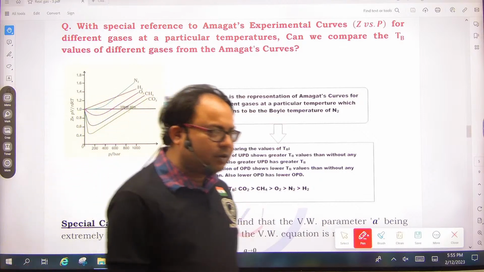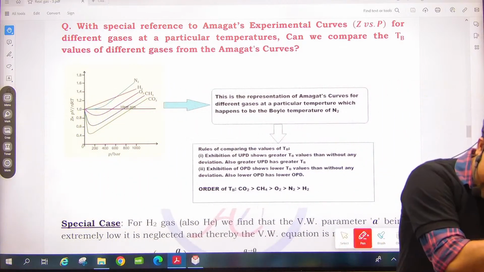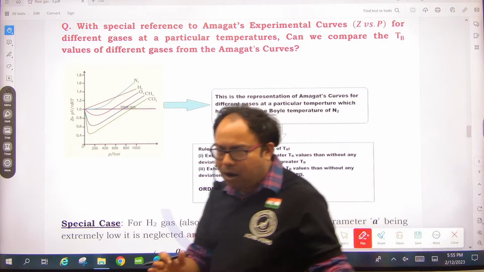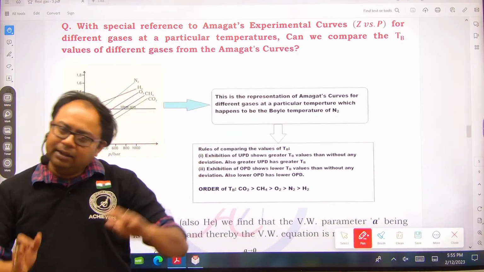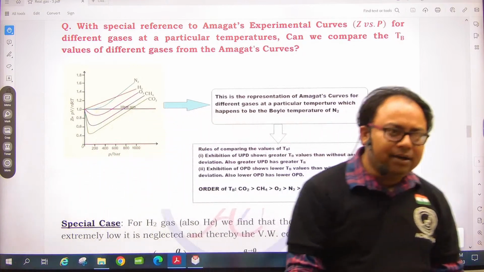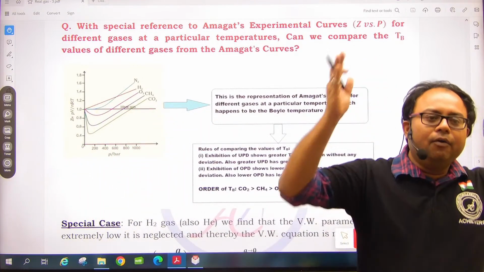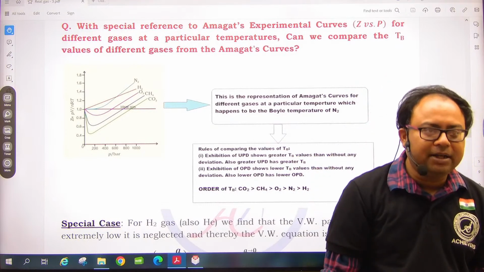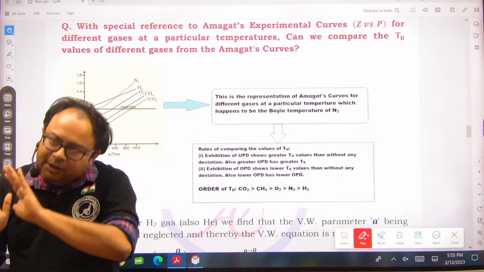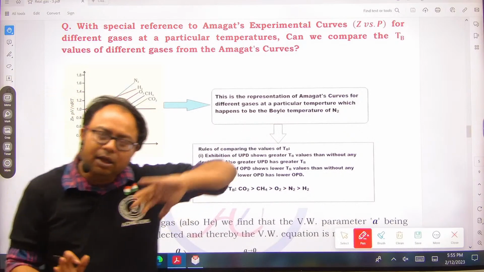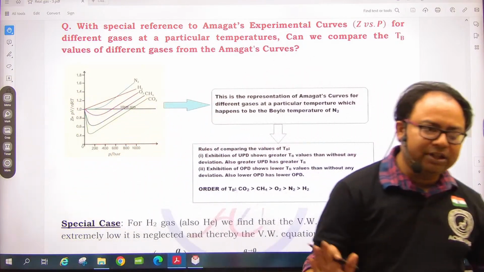There are two types of Amagat's plot. Type 1 comprises the plot of a particular gas at different temperatures. That's what we have already done. We have plotted it, made and noted all our observations, and explained those observations in context to the Van der Waals equation of state.